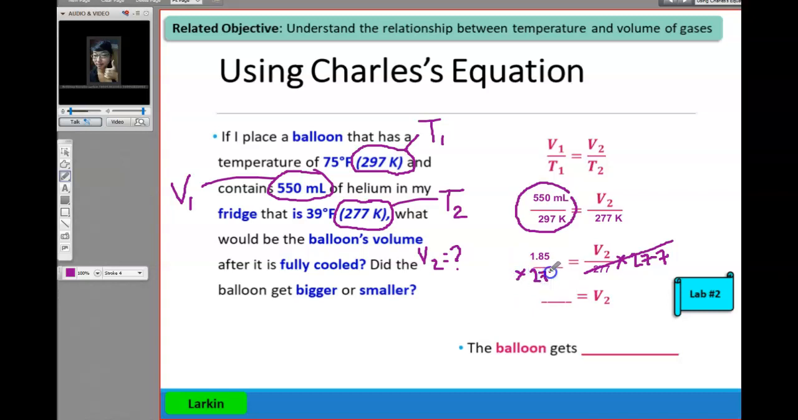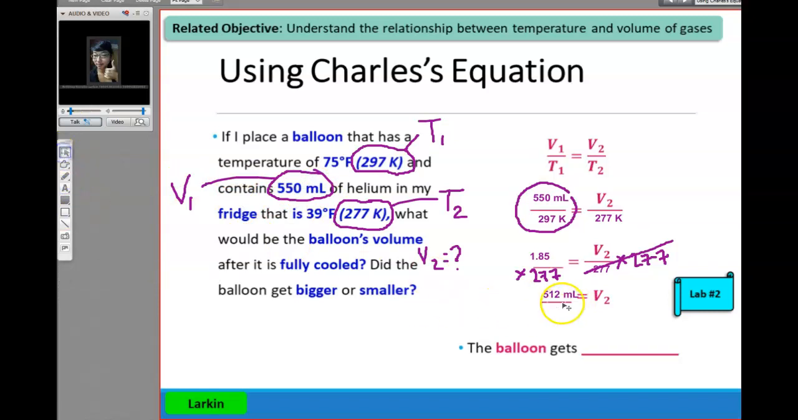So now in your calculator, please go ahead and tell me, what is 1.85 times 277? Perfect. I'm going to leave it as whole numbers just because our initial volume was also a whole number. And so I'm going to go ahead and round it to 512 milliliters.